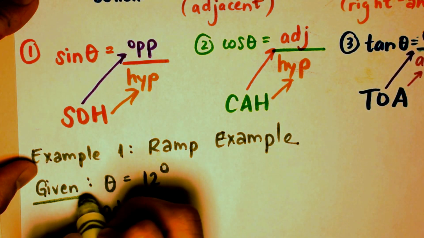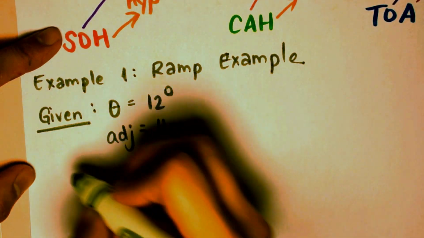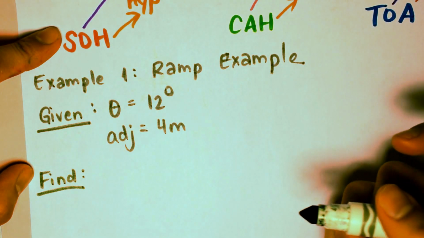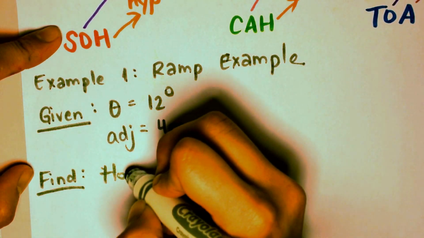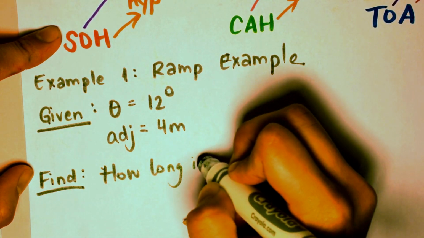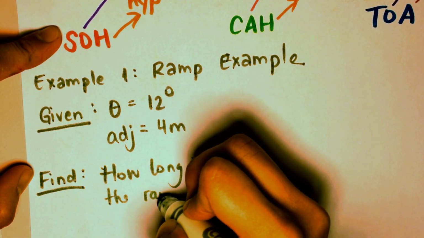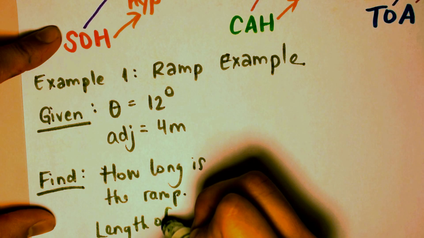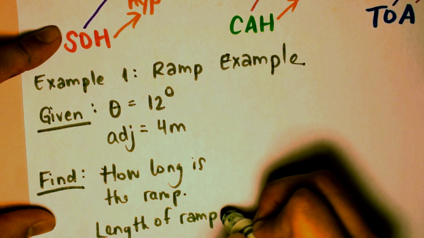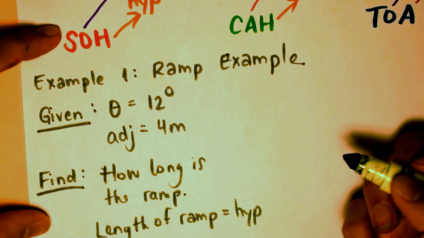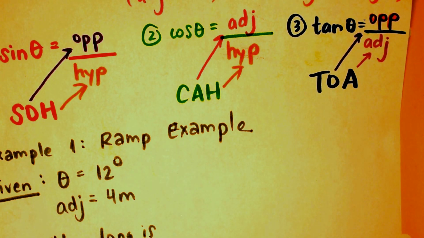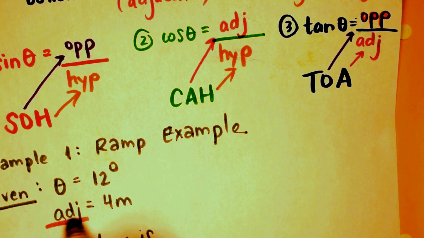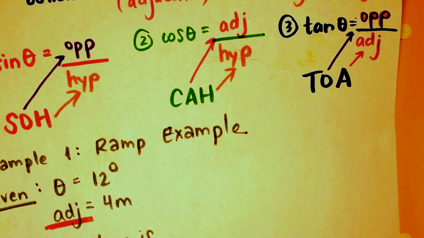Okay, and what am I looking for? So these are my givens. What am I looking for? Find. I'm looking for my hypotenuse. So my question is, how long is the ramp? So I'm looking for the length of the ramp. Length of ramp equals hypotenuse. And now what am I going to use to find my hypotenuse? I have the adjacent, my adjacent is pink. I'm looking for the hypotenuse.